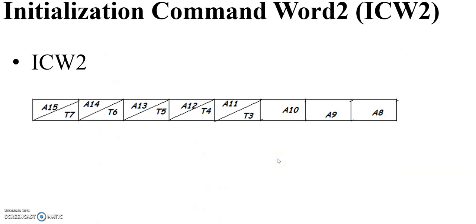Next is initialization command word 2, ICW2. Here A15 to A8 specify the address of the interrupt vector for the 8085. T7 to T3 are the type of interrupt that is raised in the 8086. So this shows the vector.